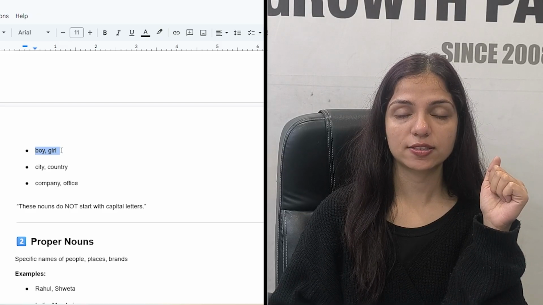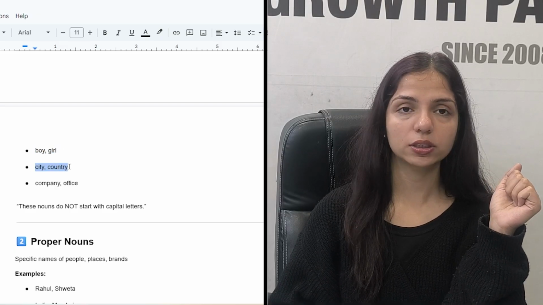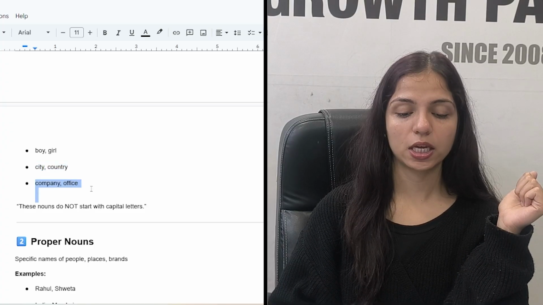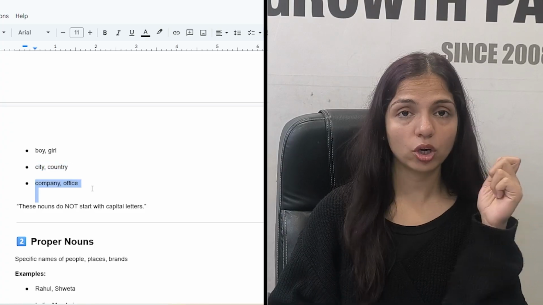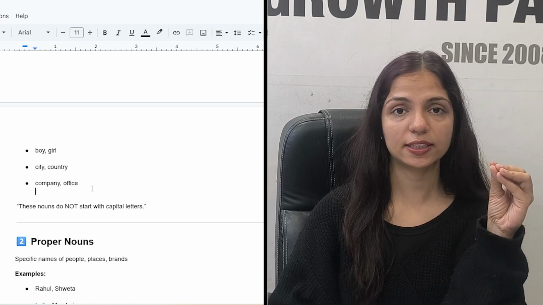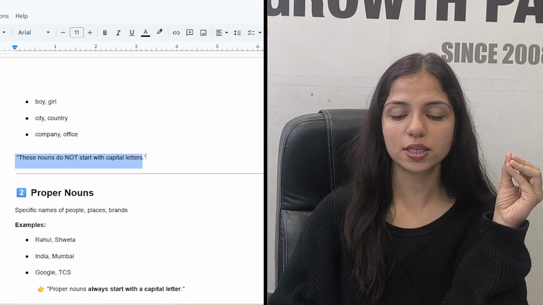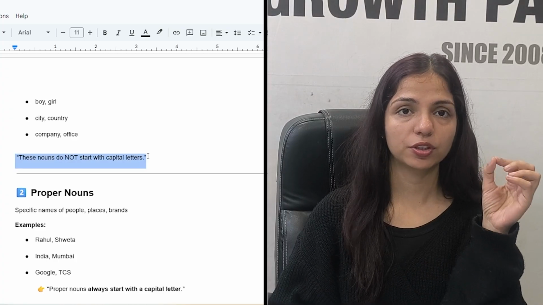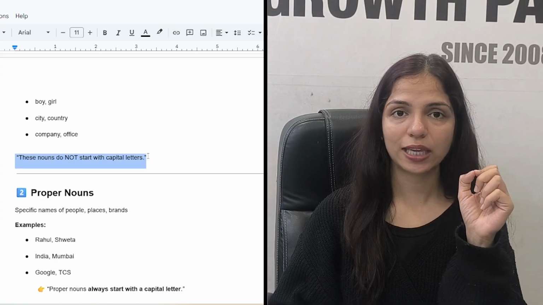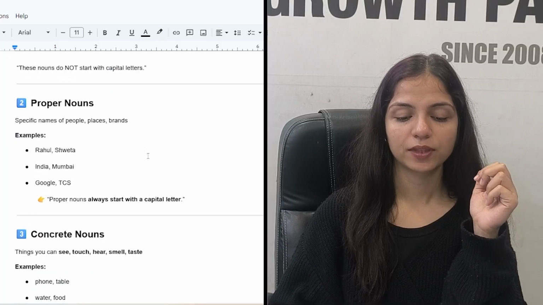So we are taking it as a common noun, like a boy or a girl, a city or a country, a company or an office. We are not taking specific names. We are only saying it category-wise. So it is a common noun. These nouns do not start with a capital letter. Whenever you write it in a sentence, you will not capitalize the first letter.